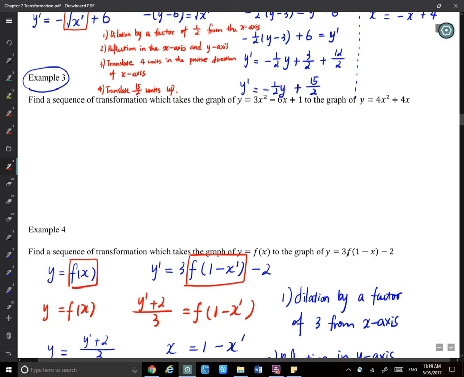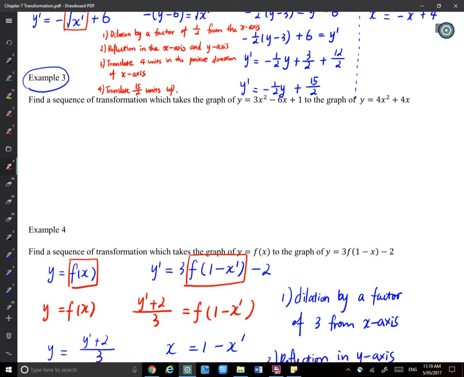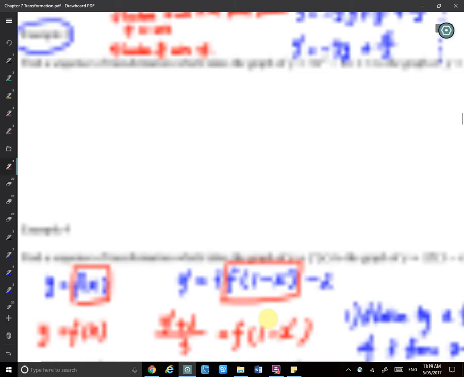You can't do the question, why this question is just impossible for you to be done. Okay, first let's think about there are two equations. y equals 3x squared minus 6x plus 1, and the second equation is y equals 4x squared plus 4x.